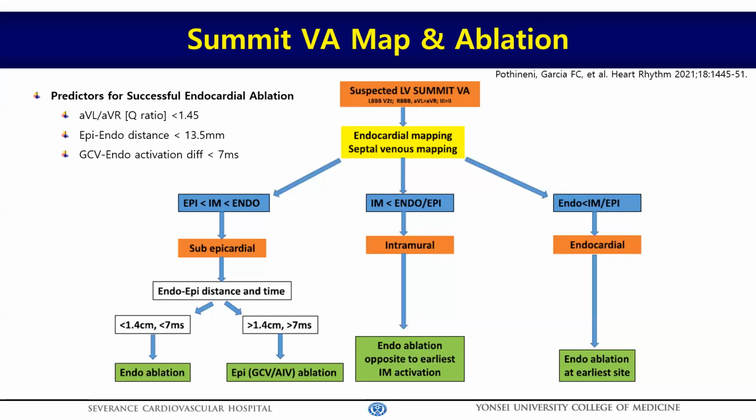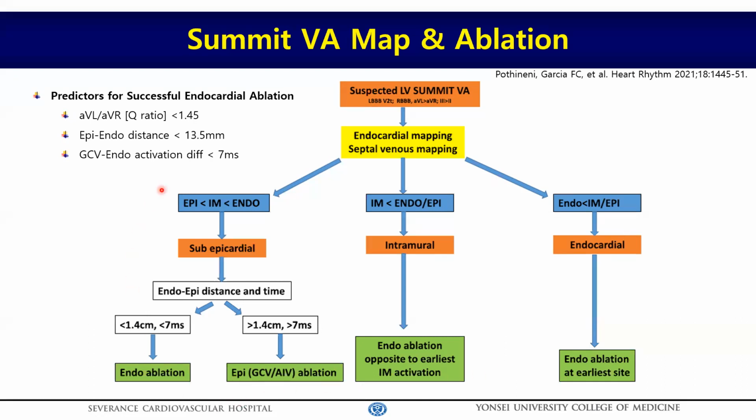This is the decision tree for LV summit VA ablation provided by Garcia. You can try endocardial ablation at the earliest activation site if it is an endocardial focus. If it is an intramural focus, coronary venous mapping is useful, and you can start the endocardial ablation opposite to the earliest activation site.